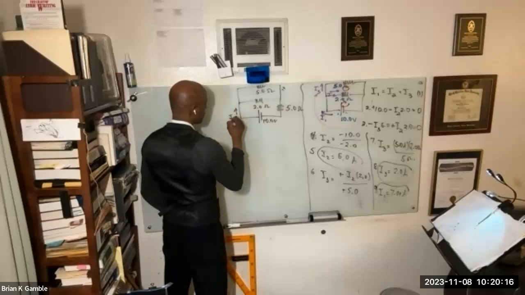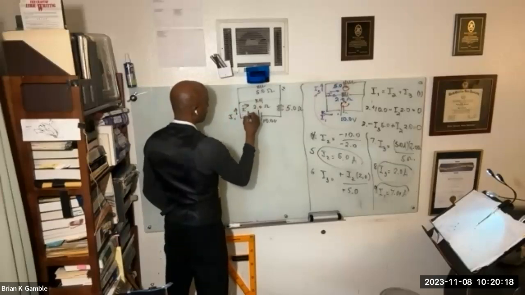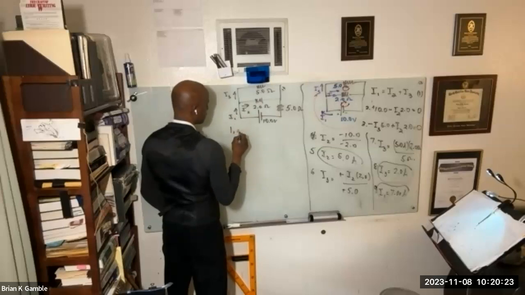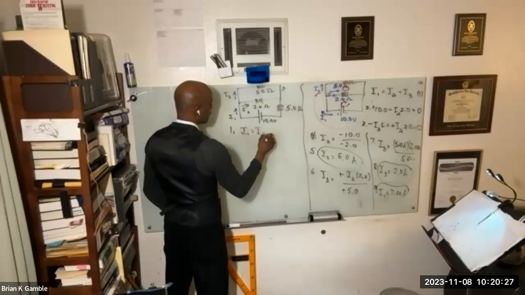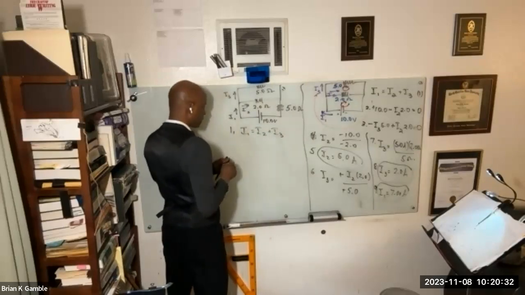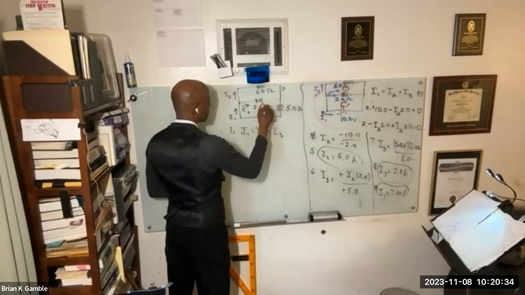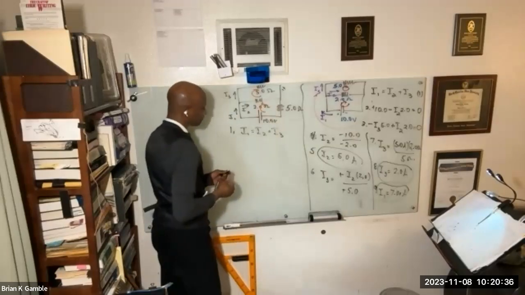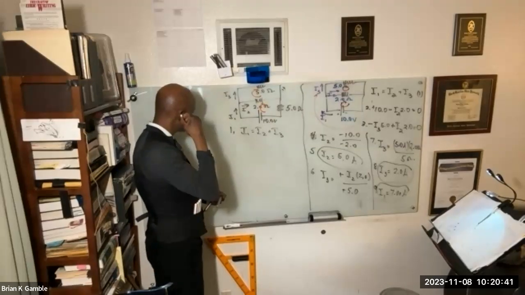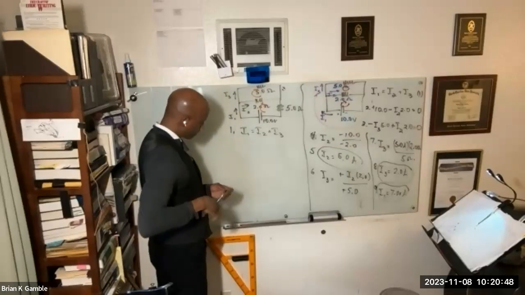Call that I1, I2, and I3. So I1 is equal to I2 plus I3. Why don't we take these same loops here again, these inside loops? That guy, that guy.